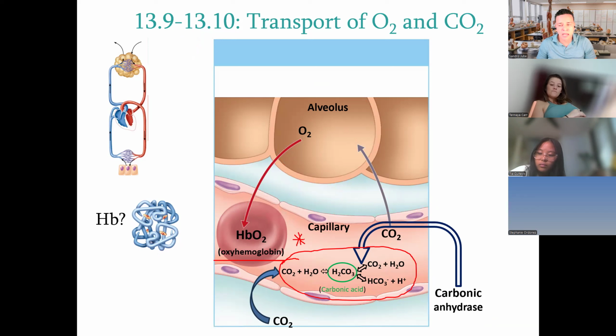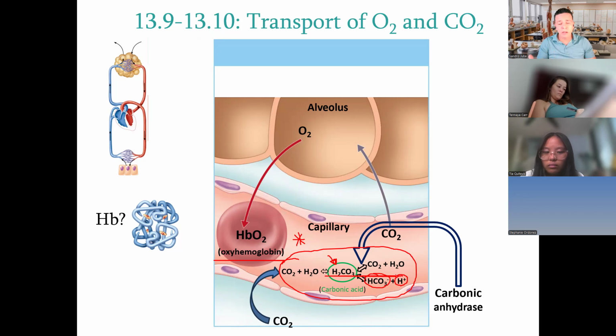Again, let's recap what's happening right here. When CO2 enters our blood, CO2 will combine with water to form a chemical called carbonic acid. This carbonic acid is very unstable, and carbonic acid breaks down into bicarbonate, HCO3 minus, and hydrogen ions, protons right here. Okay, naturally, it's just very unstable.